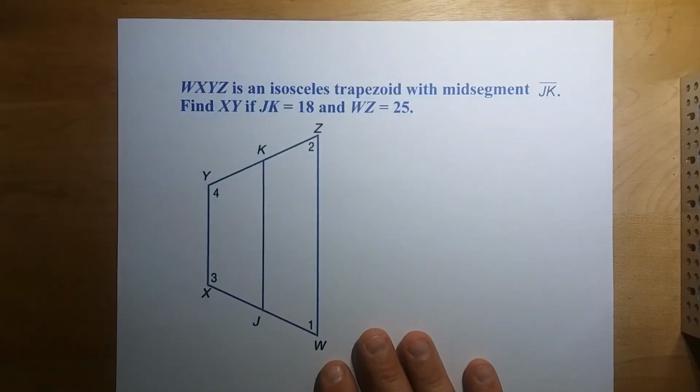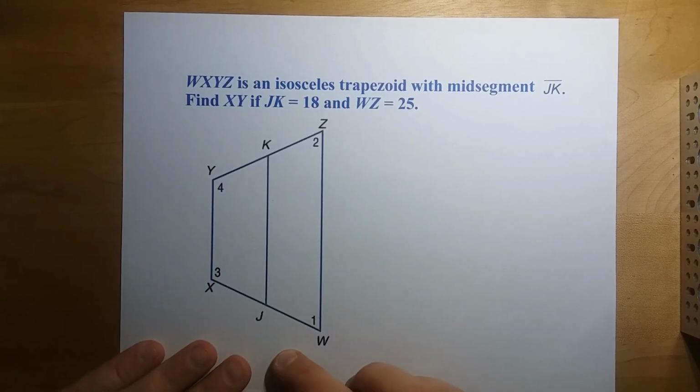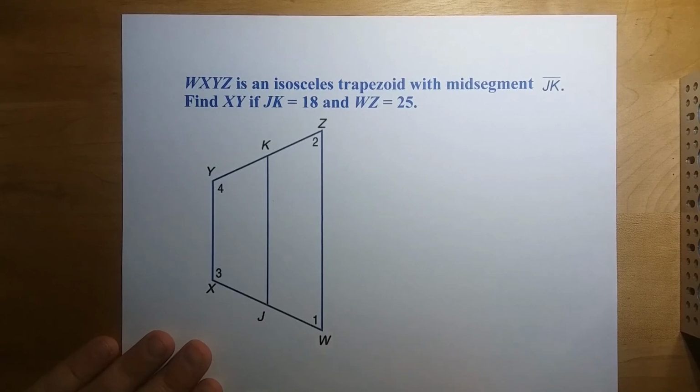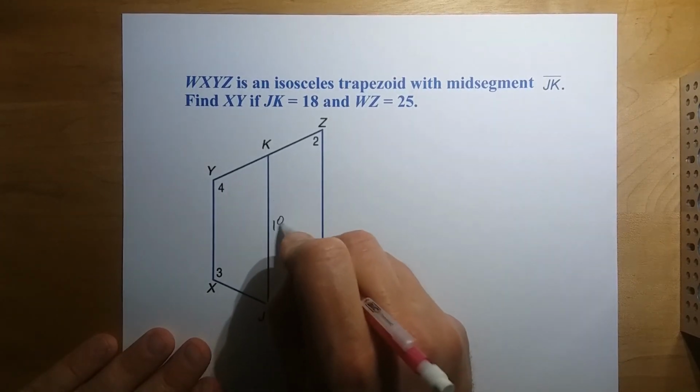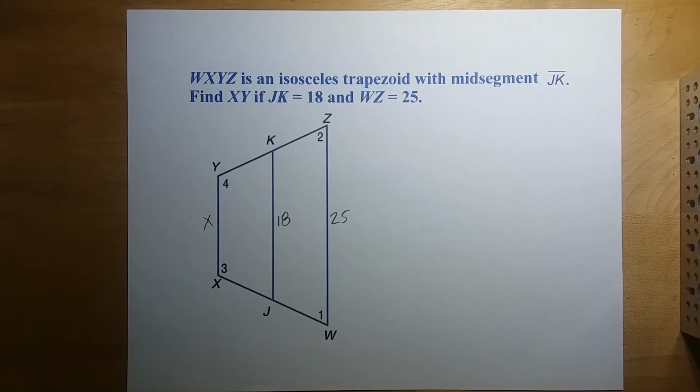Let's try one more. Here we've got an isosceles trapezoid with midsegment JK. Could we find XY if JK is 18? They're telling us this is 18 units. And WZ is 25 units. Okay, I'll call this X. So how would we find X?